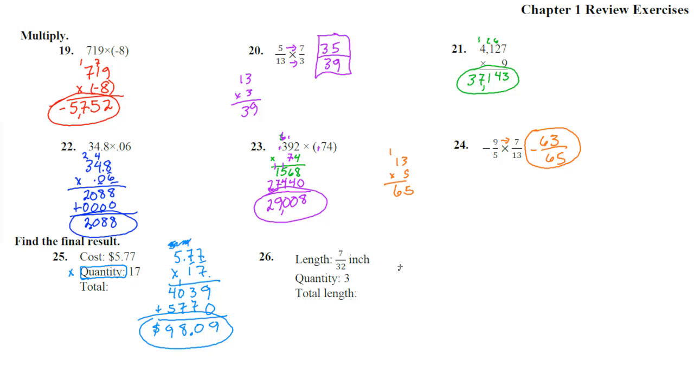Now number 26. The length is 7/32 of an inch. And the quantity, so we've got 3 of those. So we're going to times it by 3, which is the same as 3 over 1. Straight across, 7 times 3 is 21. 32 times 1 is 32. So the total length of all 3 of those pieces, 7/32 plus 7/32 plus 7/32, would be 21/32. Great.